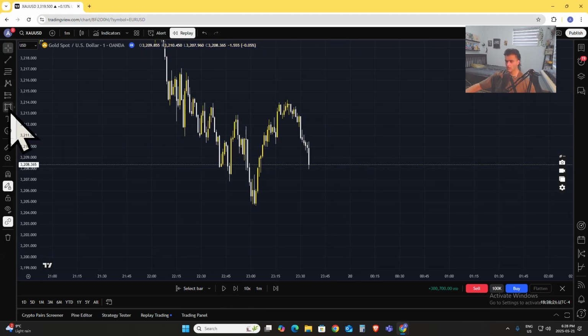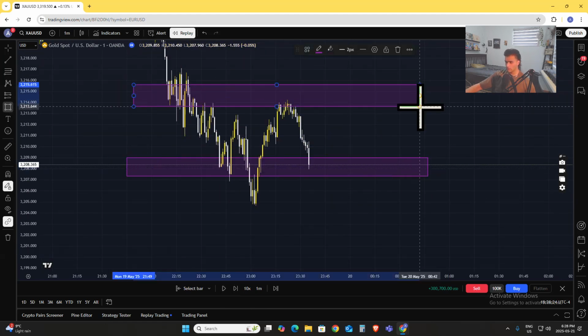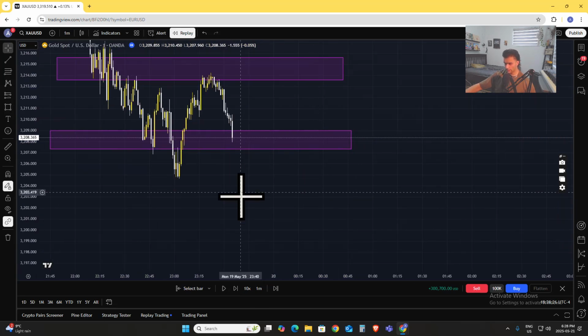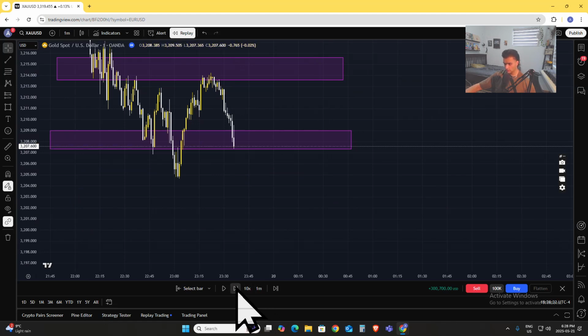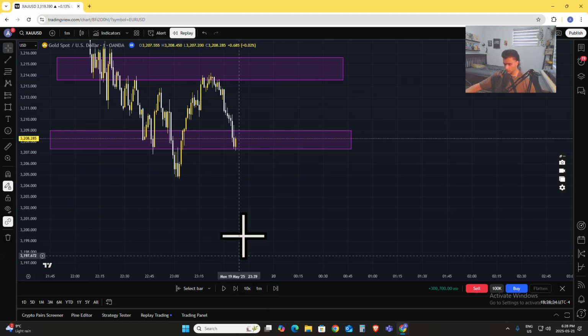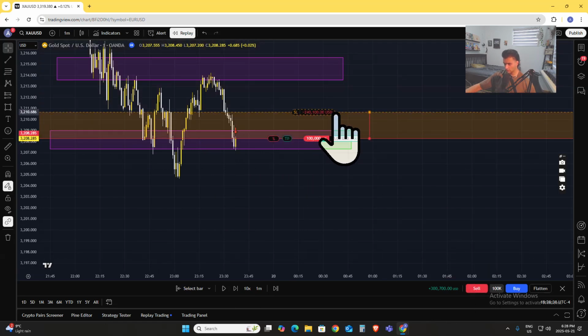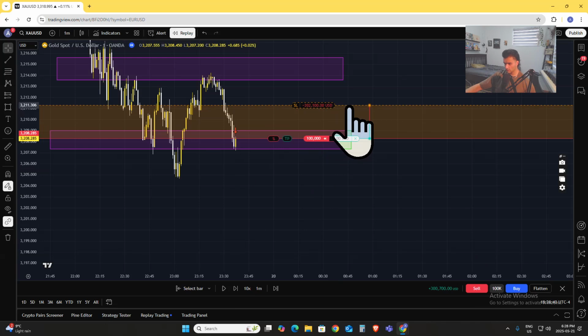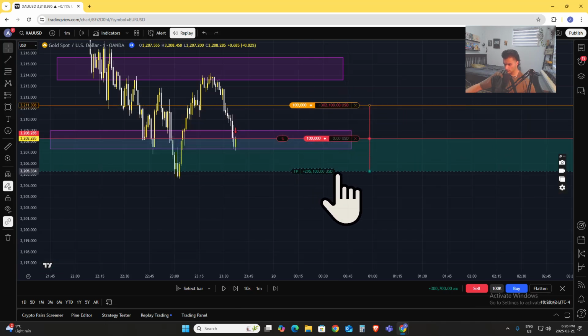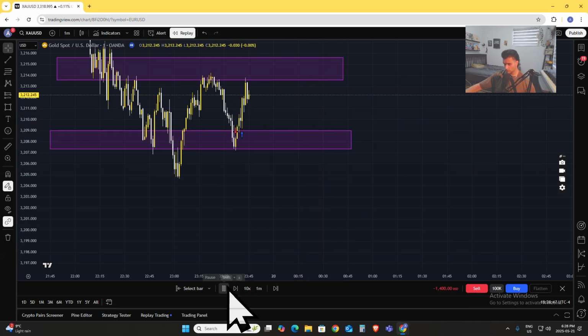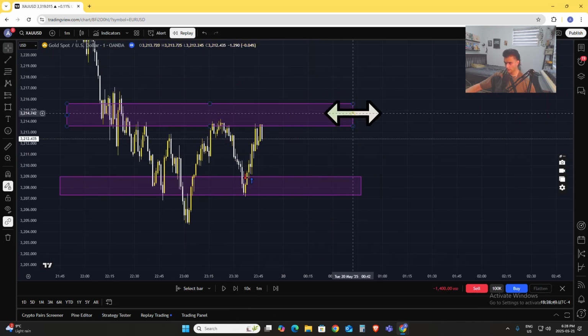Alright, perfect. Let's draw new zones. I want to bet that's going to break and do a retest here because it's in a downtrend on my other chart. So let's see what happens. Or let me enter a sell. Alright, that was a loss.